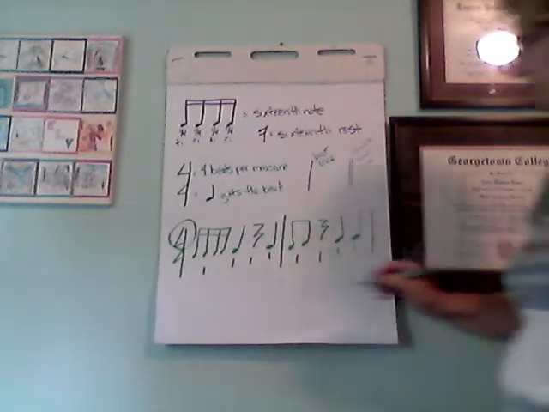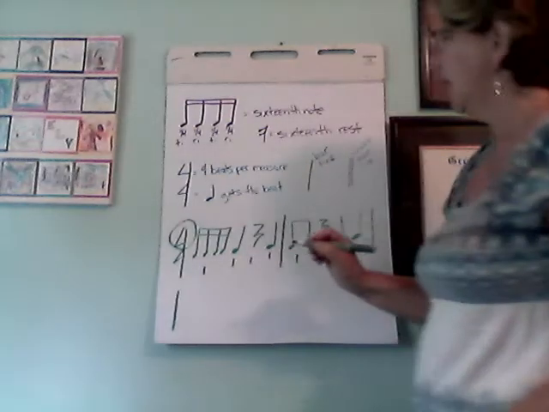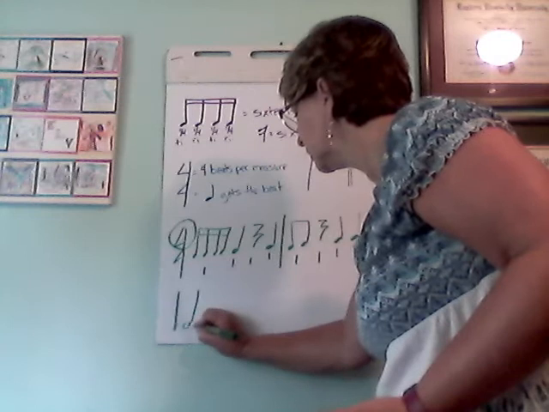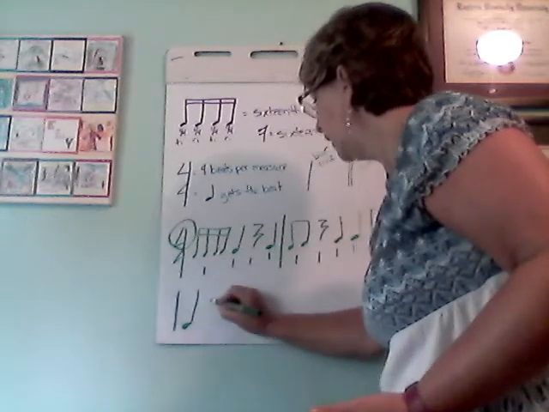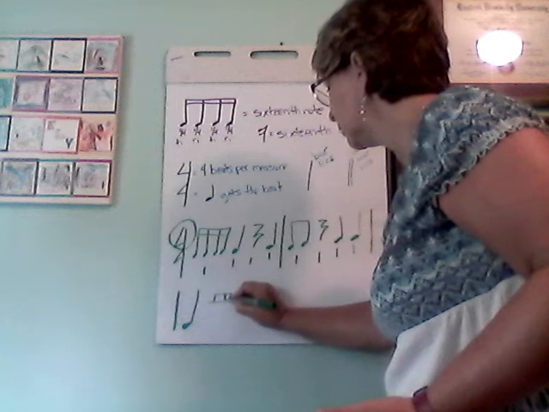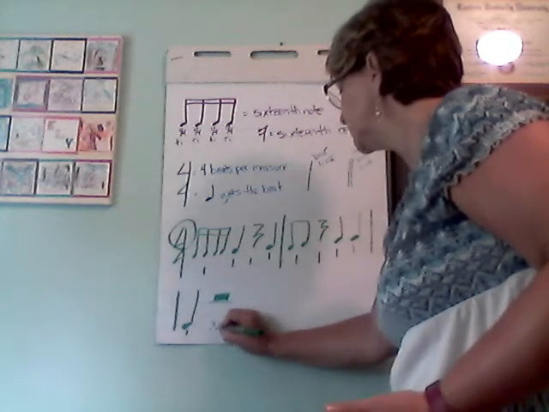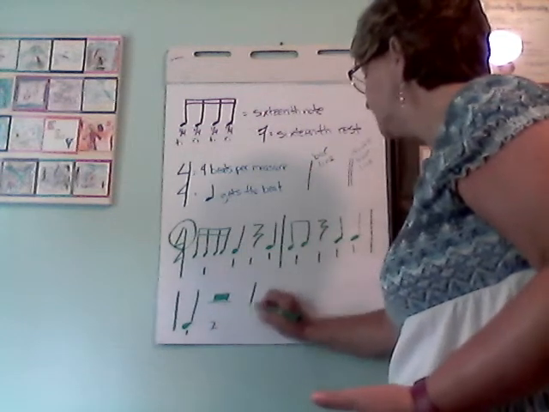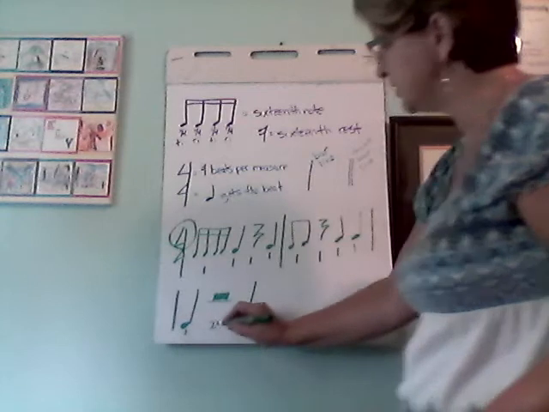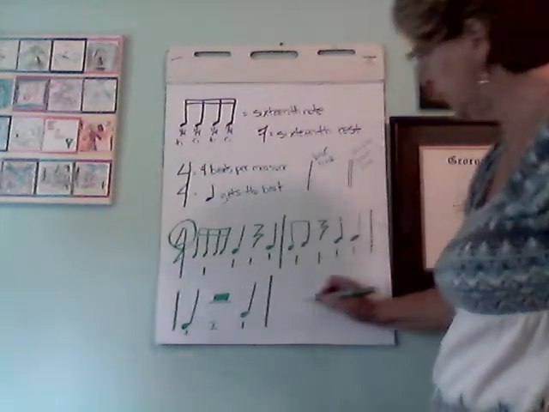Okay, let's keep going. Let's draw some more. I got my bar line down here. Let's do a quarter note, and then let's do a half rest. That's 1, and that's 2, and then let's do another quarter note. 1 plus 2 is 3, plus 1 is 4, bar line.